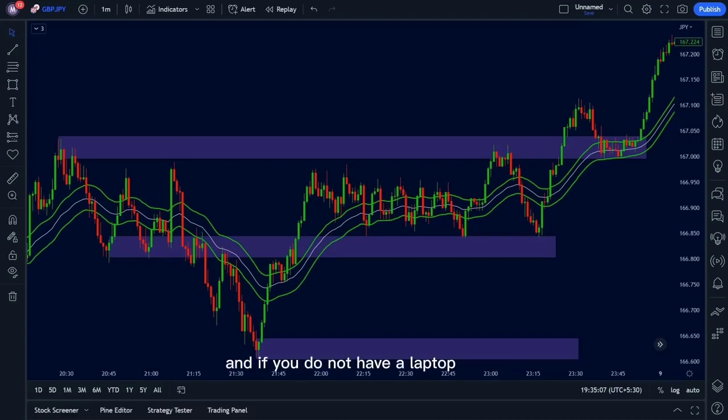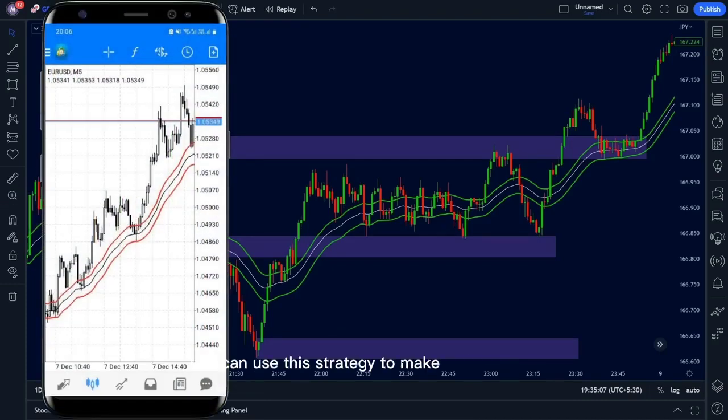And if you do not have a laptop or PC, even if you trade with cell phone devices, you can use this strategy to make some money.